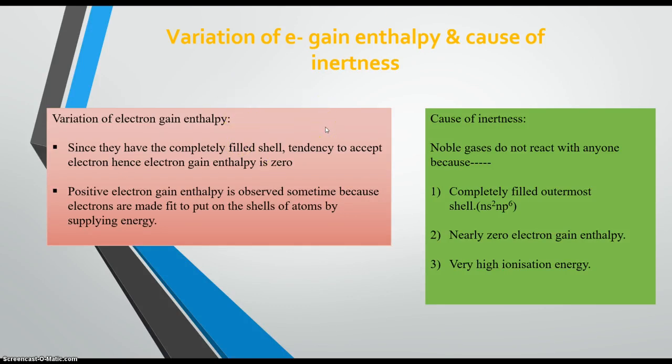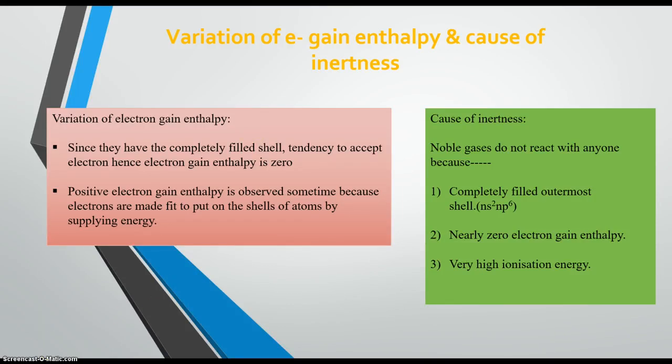Okay, now for some elements, positive electron gain enthalpy, that means the value of delta H Eg is sometimes found to be positive. It is only possible under drastic conditions, or if we give high temperature to those elements, then only some electrons could be fit into the atoms.